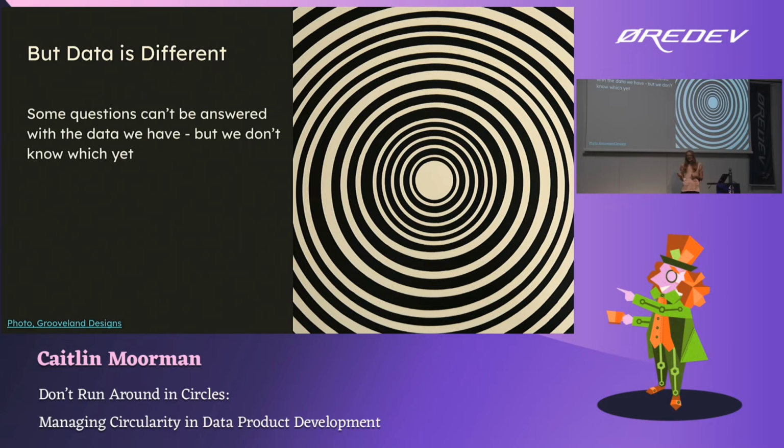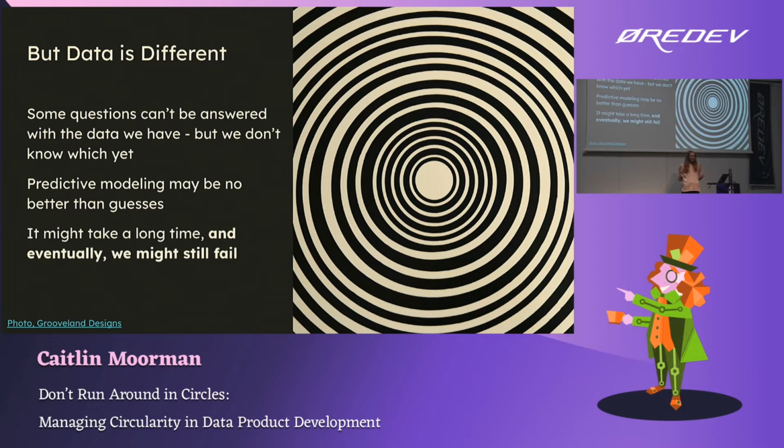Some questions just can't be answered with the data that you have. But worse, you don't know which questions can't be answered until you get into the data. Sometimes we put a ton of effort into building a predictive model, and it turns out that the outcome isn't any better than guessing. It's certainly not good enough to put in front of users. And so we might spend a long time and put a lot of effort into a problem, and eventually we might still fail because it's just not possible with the data and methods that we have.